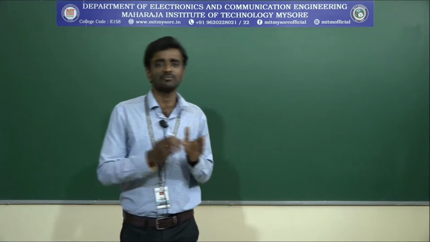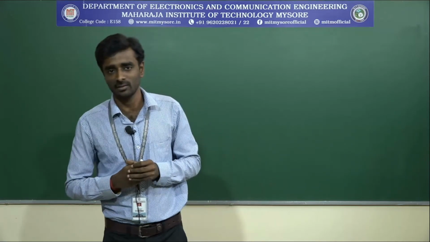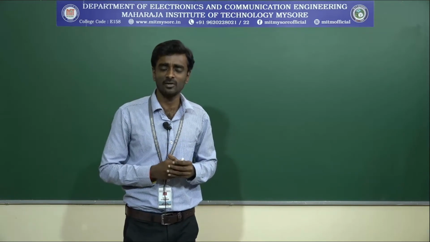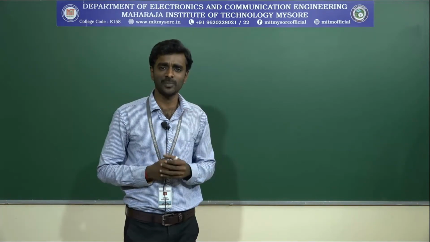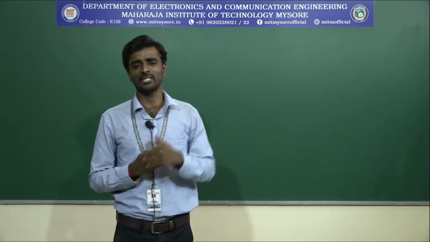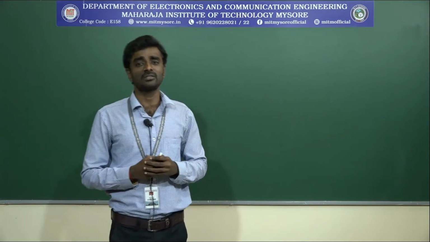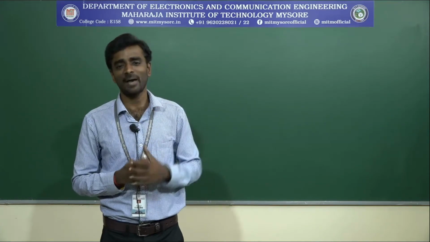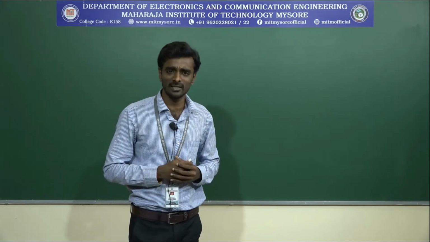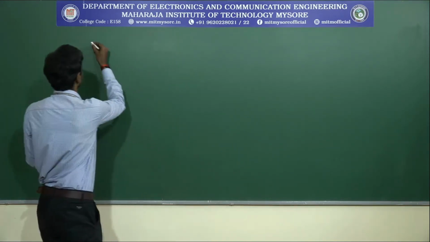In the previous class, we discussed in detail the class A commutation, where we use an RLC circuit, one in parallel and another in series. We also discussed the design considerations for both the series and parallel RLC circuits. Today, we start with class B commutation.